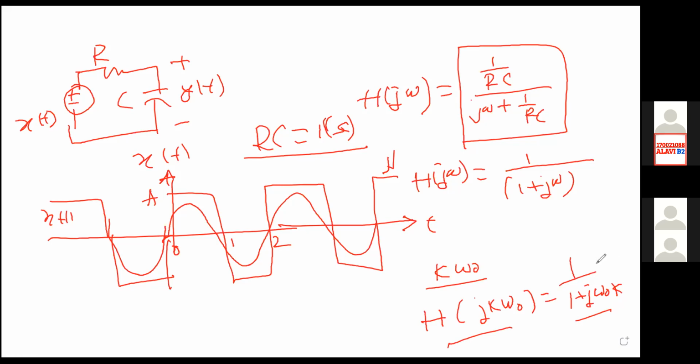Once your transfer function is available at that particular frequency, you multiply it with the Fourier constant ak and with e to the power j omega0 k t. That will give you the output of your RC circuit at that particular frequency. So you find the frequencies of your x(t), calculate the corresponding values of H, then calculate the output, and you can plot how your output will look. We'll discuss it further in the next class.